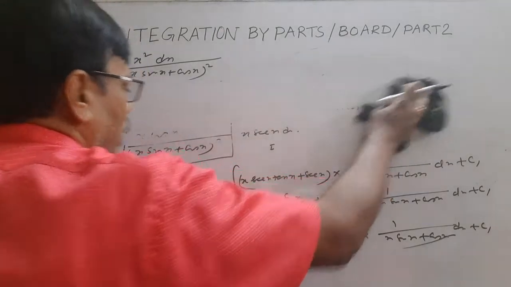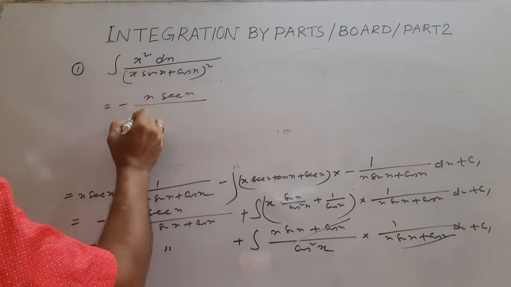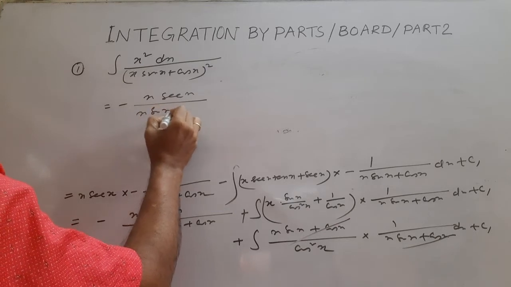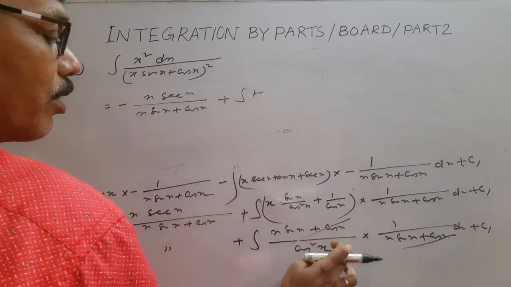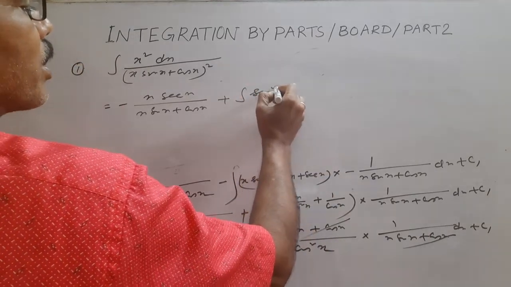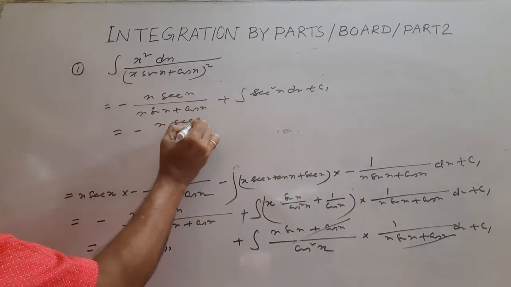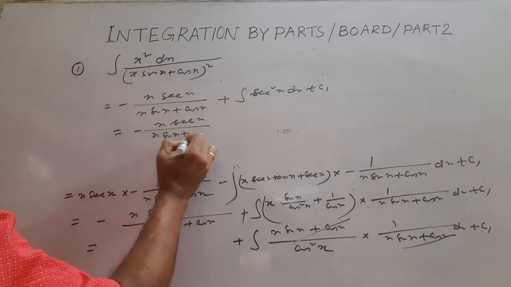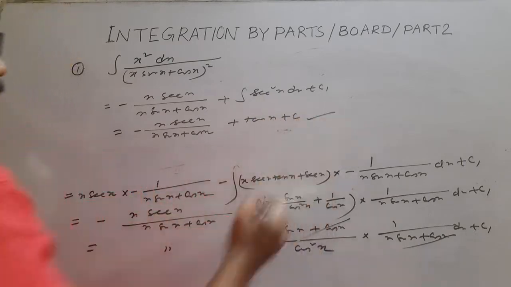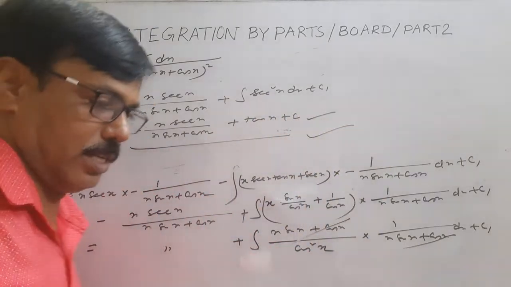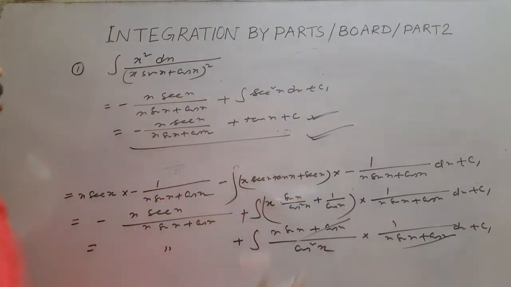So finally what we are getting, minus x sec x by x sin x plus cos x plus integration of sec square x, 1 by cos square x, sec square x dx plus c1. So minus x sec x by x sin x plus cos x plus tan x plus c. So we are getting at last the very simplified form.